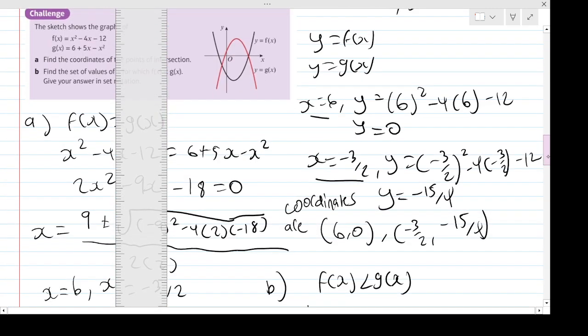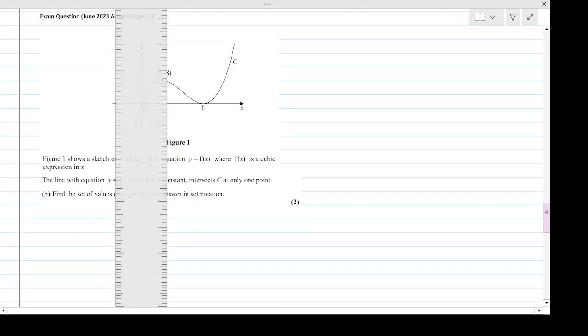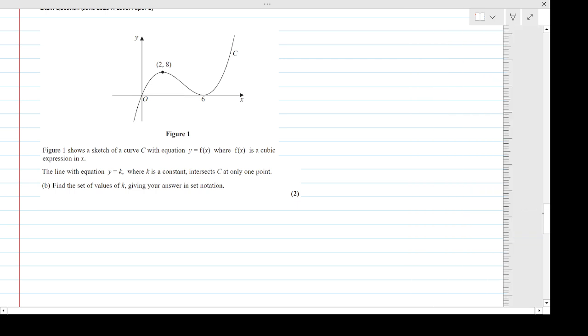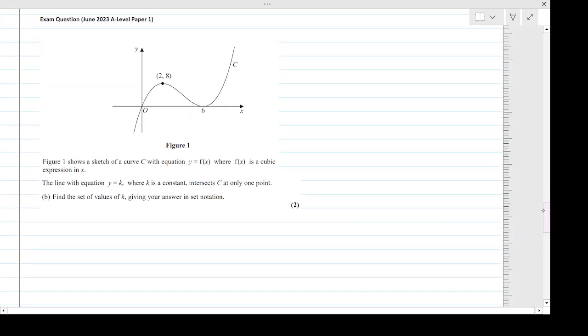So hopefully you spot what's going on there. We're going to leave off with an exam question. So let's get rid of this. So exam question then. We are given a figure 1 which shows a sketch of a curve C with equation y is f of x, where f of x is a cubic expression, so it's a cubic basically.